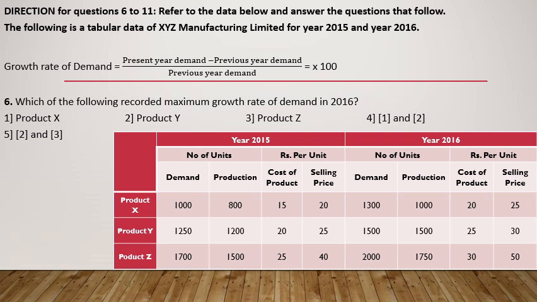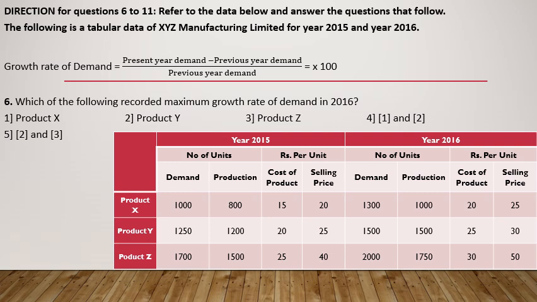There are two kinds of data: number of units and rupees per unit. The number of units is divided into two parts, the first one is demand and the second one is production, and rupees per unit is further divided into two parts, cost of production and selling price. Like this, the data is about the year 2016 also, right? Okay, so question number 6: which of the following recorded maximum growth rate of demand in 2016?